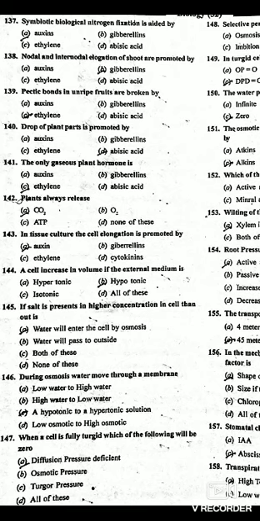145, if salt is present in higher concentration in the cell, then the water will enter the cell by osmosis. Option A. 146, during osmosis water moves through a membrane from a hypotonic to a hypertonic solution. Option C. 147, when a cell is fully turgid, which of the following will be 0? Option A, diffusion pressure deficit.